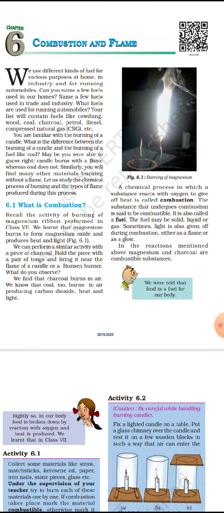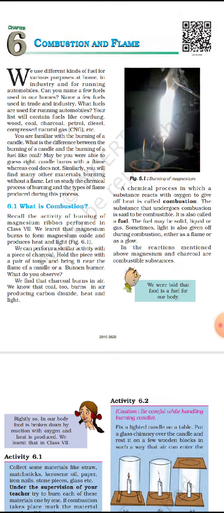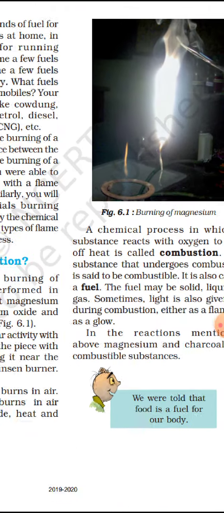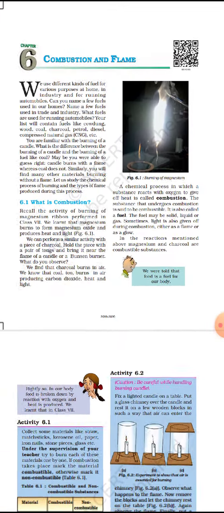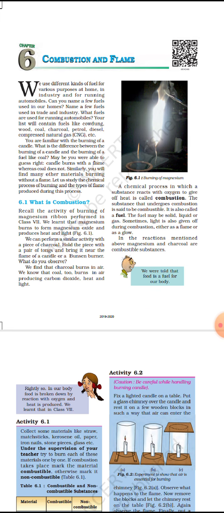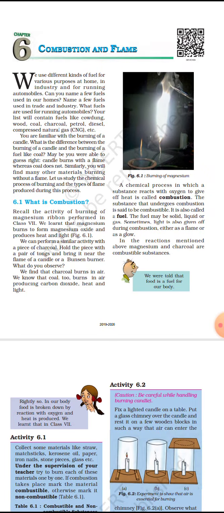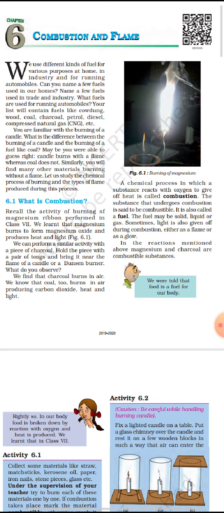Okay. Next, can you recall the activity of burning a magnesium ribbon? In class 7 you have studied this. See here, the picture is given, burning of magnesium. We learned that magnesium burns to form magnesium oxide. The chemical formula of magnesium oxide is MgO. And it produces heat and light.